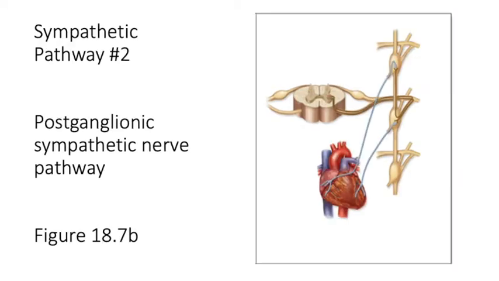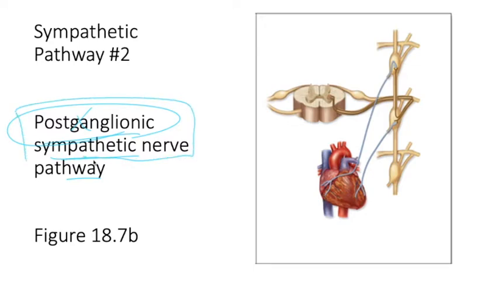Pathway number 2 has a terrible name. Its name is postganglionic sympathetic nerve pathway. What's annoying about it? This word, postganglionic, well, every single autonomic nervous system pathway, parasympathetic and all the sympathetics, have a postganglionic neuron. So it's not just this pathway. So I hate that name. Sorry, we're stuck with it. What makes it specific is it has the word sympathetic and nerve after it, and pathway. So it's very specifically this pathway.